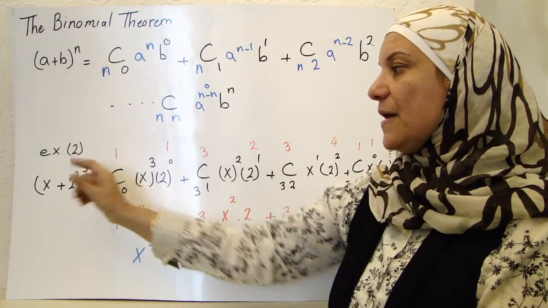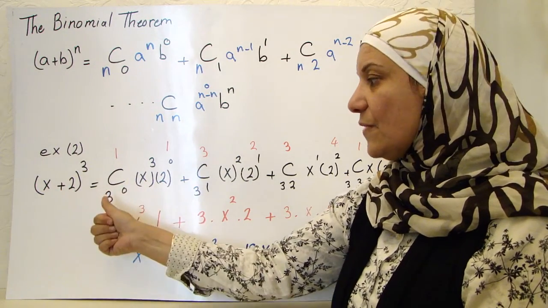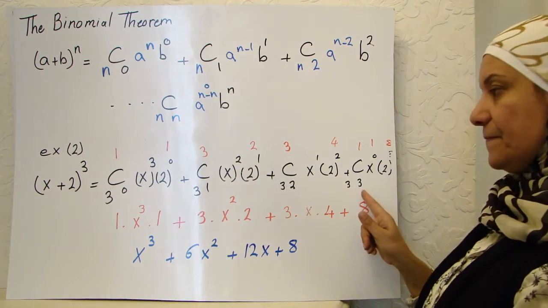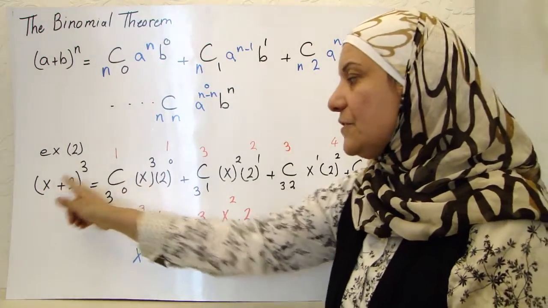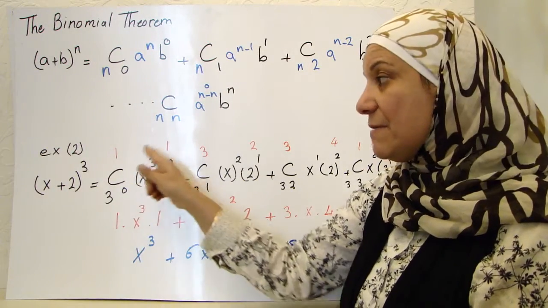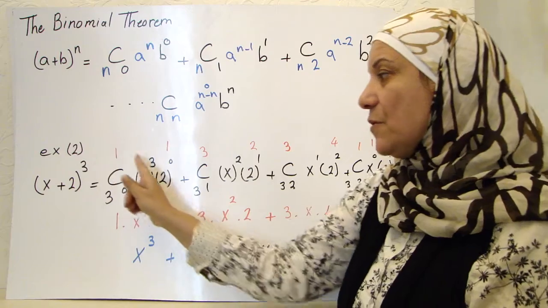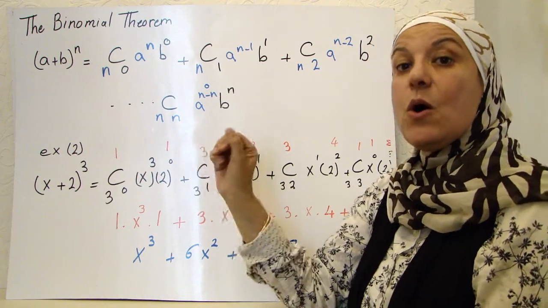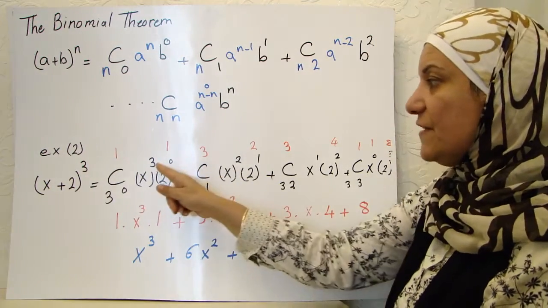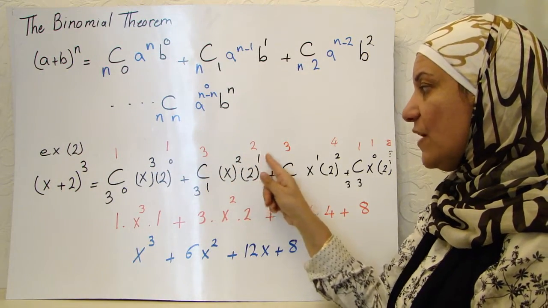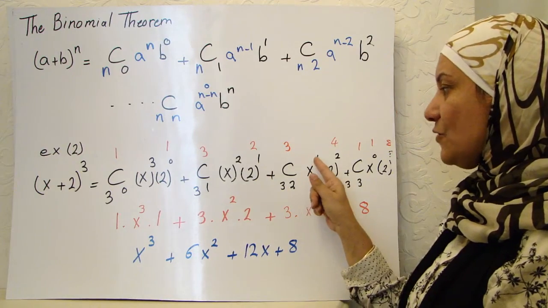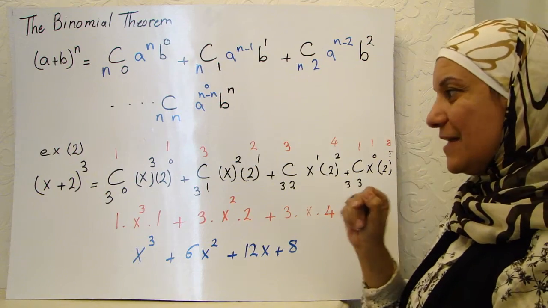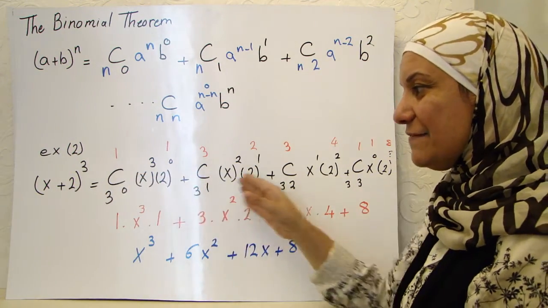(x + 2) to the power 3. We said that I'm going to have 3C0 and I will end with 3C3. The first term will always have the maximum exponent, which is 3. The other will have a 0. The combined exponents will always become 3. So if this is 3, the next one will be 2, and the rest of the 3 is 1. Then 1, and the rest is 2. And then 0, and the rest, which is 3.